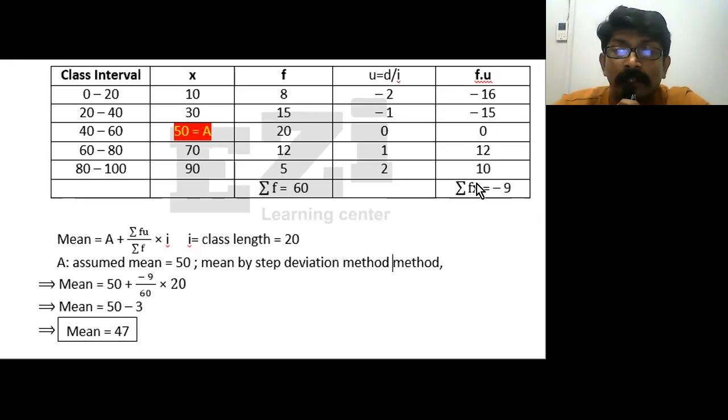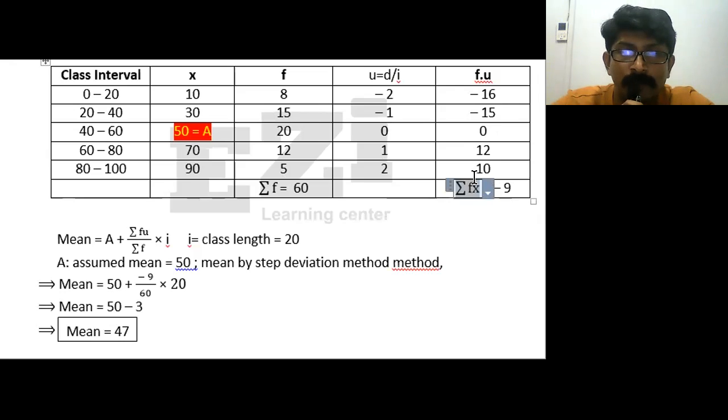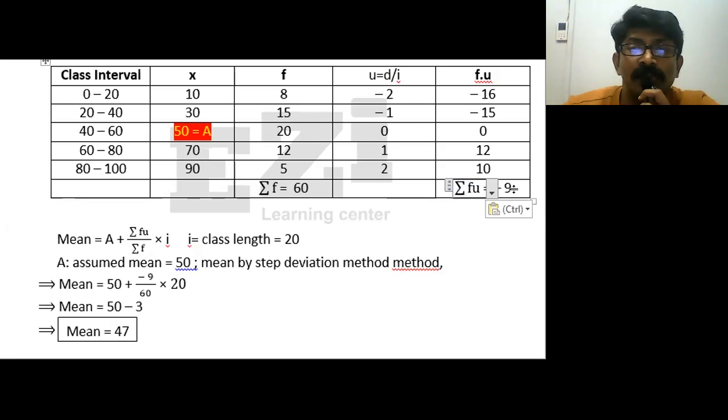Oh, so sorry. There should be summation fu. Summation fu. See, आपको ये समझ में आना चाहिए क्या राइट करना है और व्हाट इज सपोज्ड टू बी रिटन. Okay, there should be summation fu. Summation fu is -9. Now we're going to write down the formula.